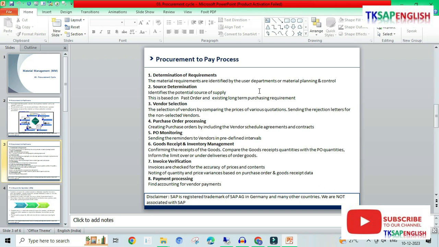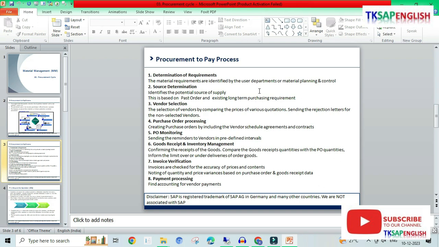The fourth one is purchase order processing: creating purchase orders by including the vendor scheduling agreement and contracts. Fifth one, purchase order monitoring: sending reminders to vendors at predefined intervals, which are defined in our purchasing info record. The sixth one is goods receipt and inventory management.